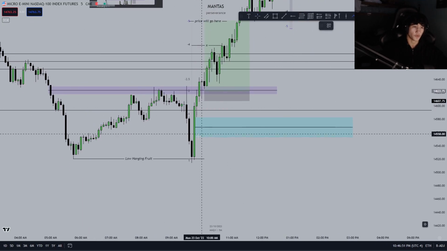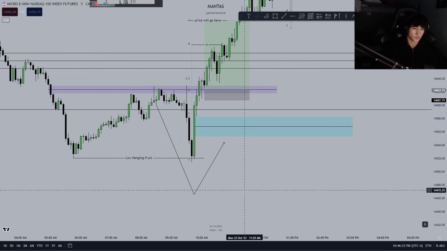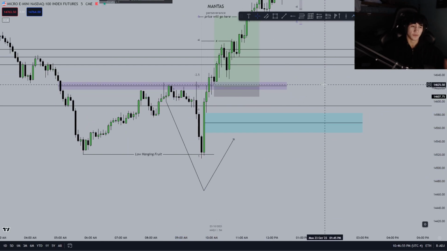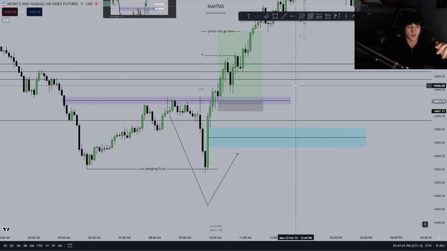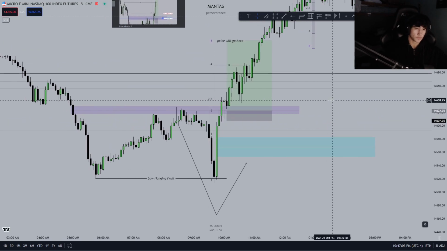The second we go from sell side of the curve to buy side of the curve, and we start going bullish, I want to see the sell side confluence that pushed us down get completely disrespected and used as resistance to push us further up.